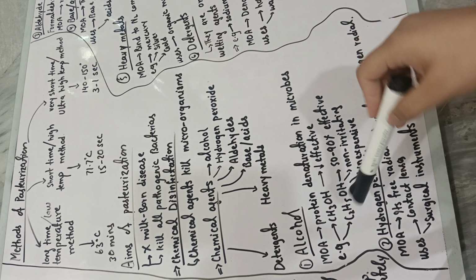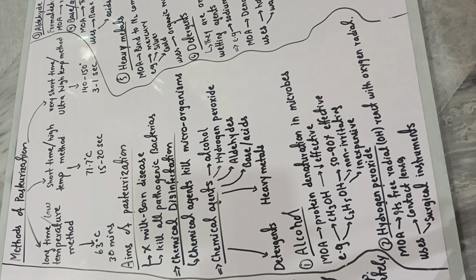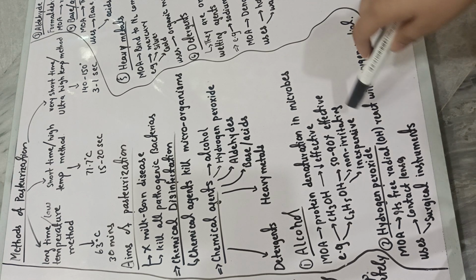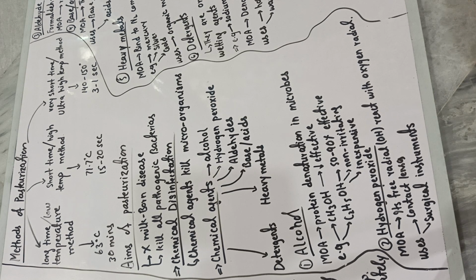Examples of alcohol are methyl alcohol and ethyl alcohol. Methyl alcohol is less effective, but ethyl alcohol is 50 to 90% effective. Therefore, it is mostly used for that purpose. It is also non-irritating, causes no irritation to the food or the liquid, and it's also inexpensive. Therefore, it is mostly used.